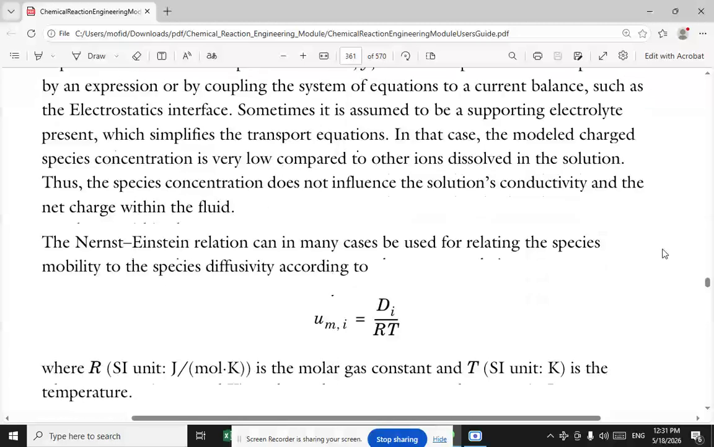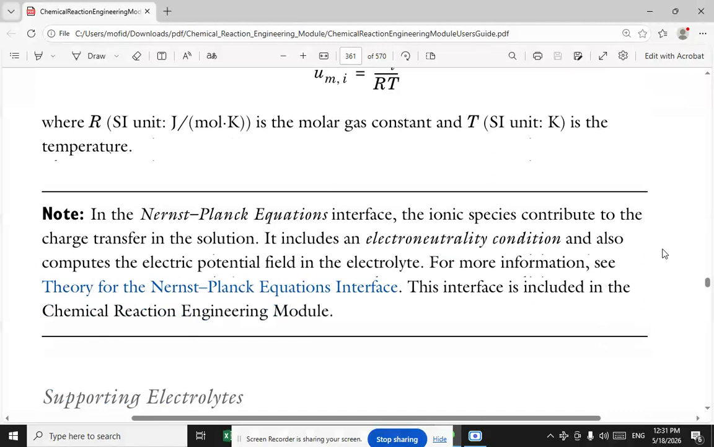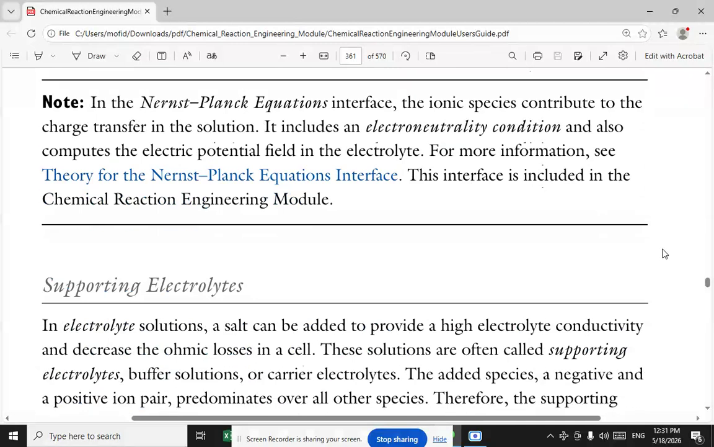The Nernst-Einstein relation can in many cases be used for relating the species mobility to the species diffusivity according to u_mi equals D_i divided by RT, where R, in SI units joule per mole kelvin, is the molar gas constant and T, in kelvin, is the temperature. Note that the Nernst-Planck Equations interface lets the ionic species contribute to the charge transfer in the solution. It includes an electroneutrality condition and also computes the electric potential field in the electrolyte. For more information, see Theory for the Nernst-Planck Equations Interface. This interface is included in the Chemical Reaction Engineering Module.